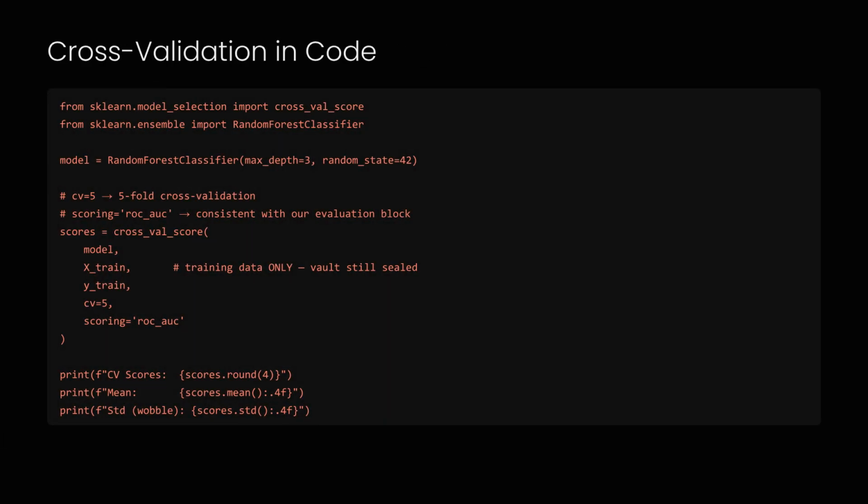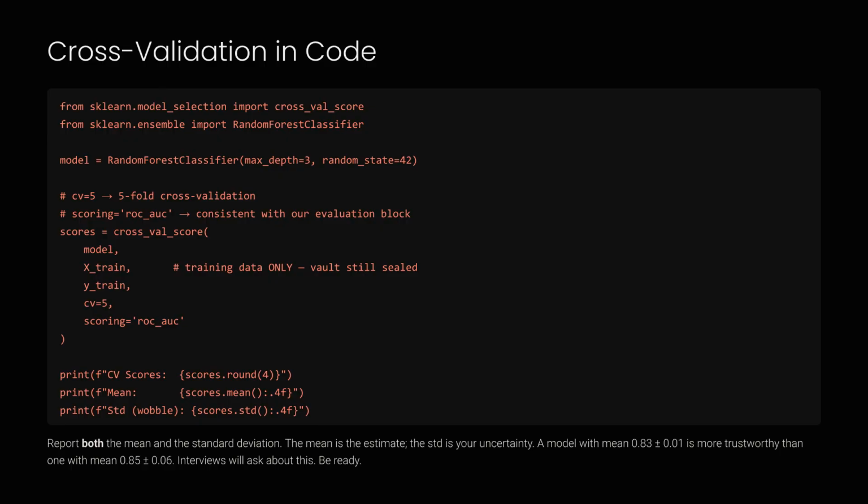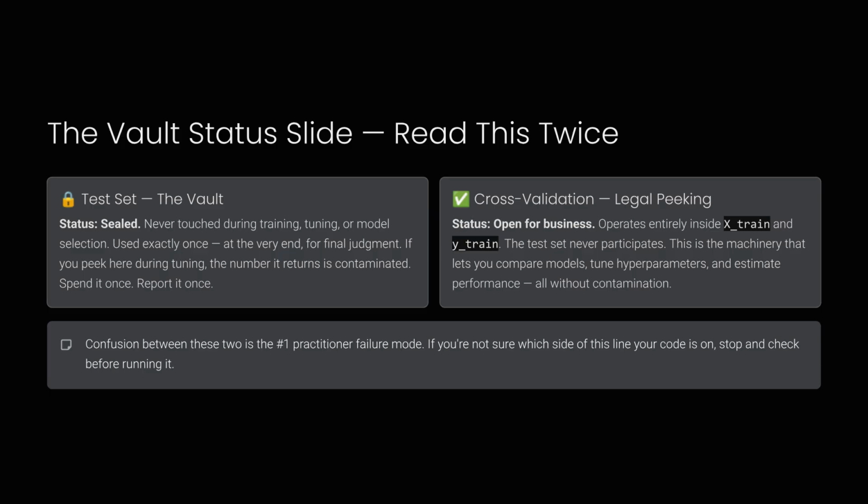In code, we use cross_val_score. Always report both the mean score and the standard deviation. A lower standard deviation indicates a more trustworthy and stable model. Remember, keep your test set sealed in the vault. Never use it for tuning. Only touch it once at the very end for final validation. Cross-validation is for the tuning process inside your training data.